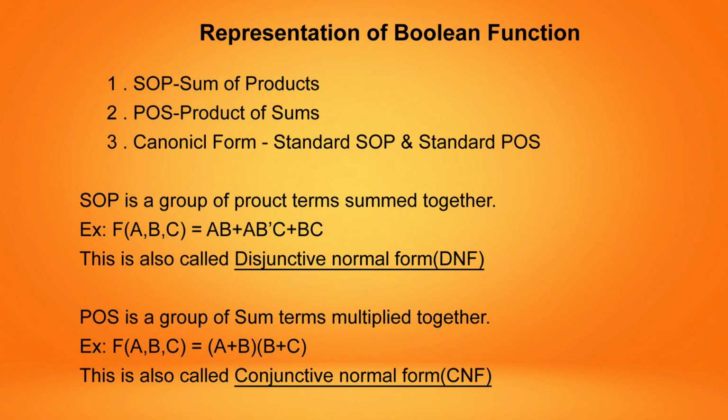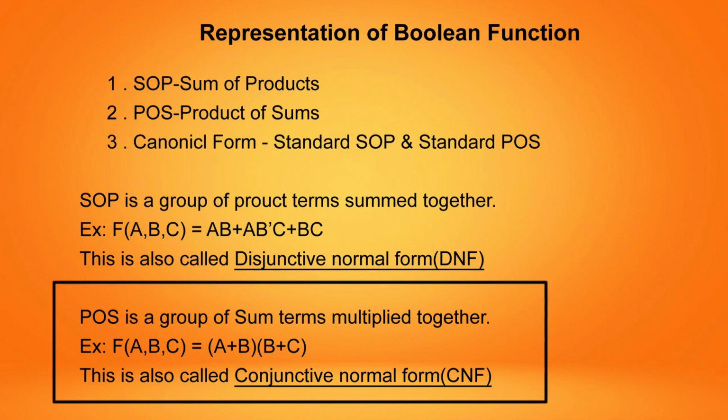Next form is product of sums or POS. The definition here is POS is a group of sum terms multiplied together. For example, f of ABC equal to a plus b into b plus c. This is also called conjunctive normal form.